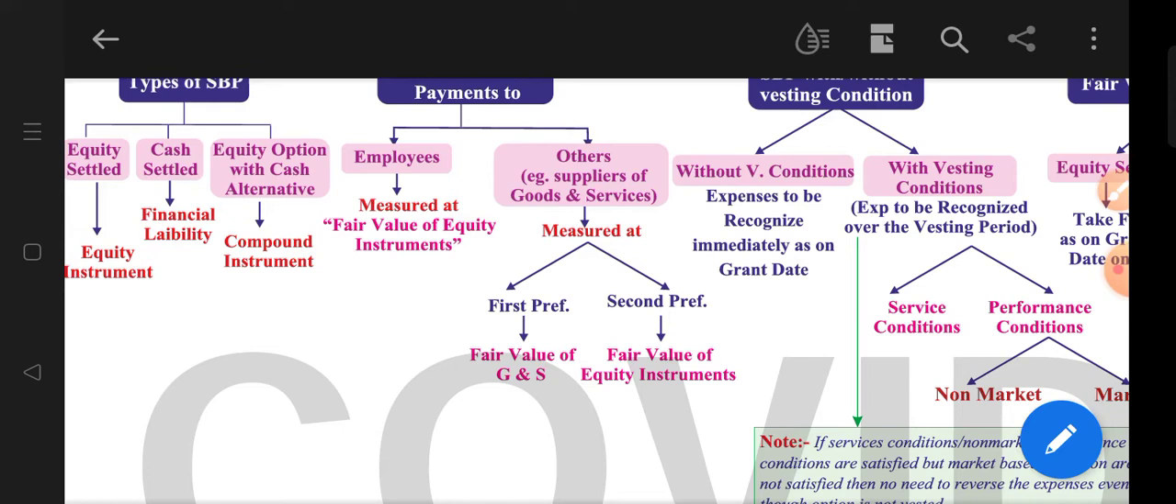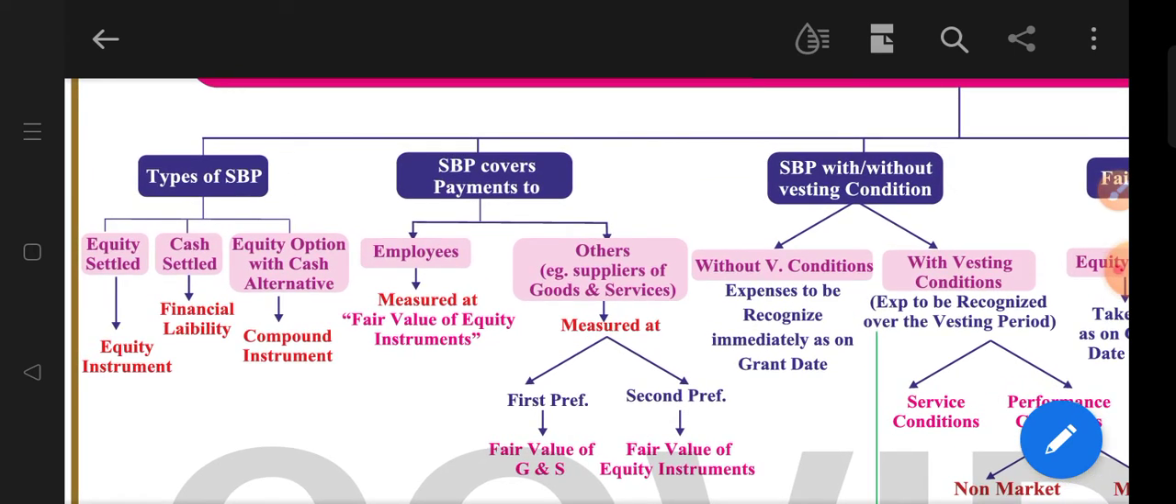But for employees, we always have to record at the fair value of the equity instruments only. Okay, then measurement. This is the measurement principle.